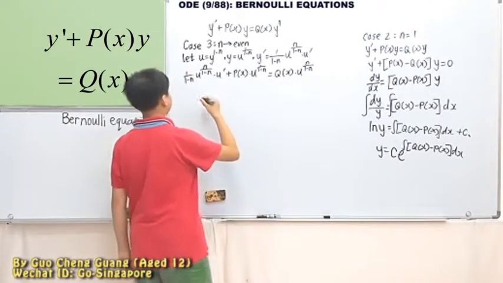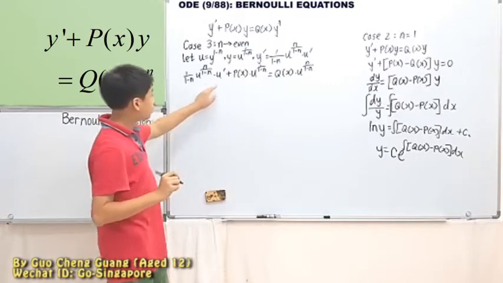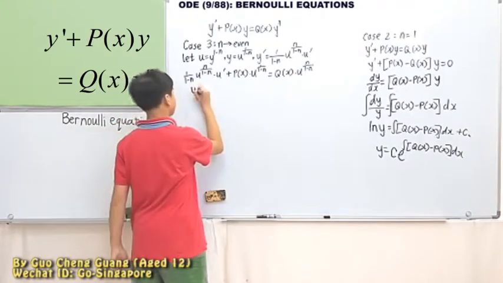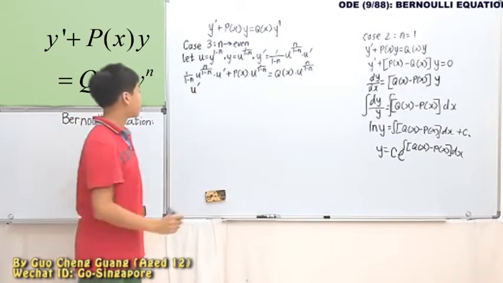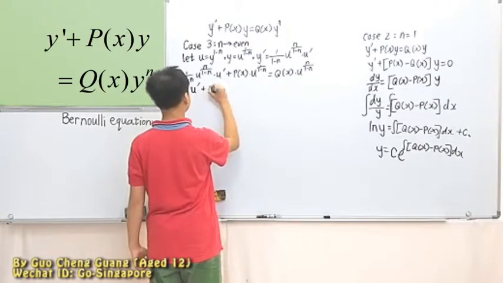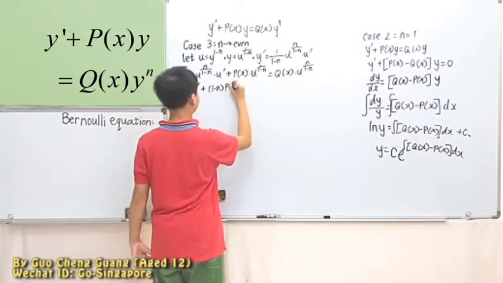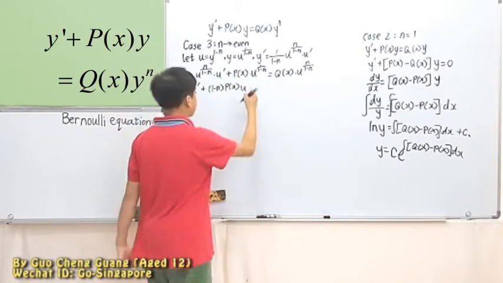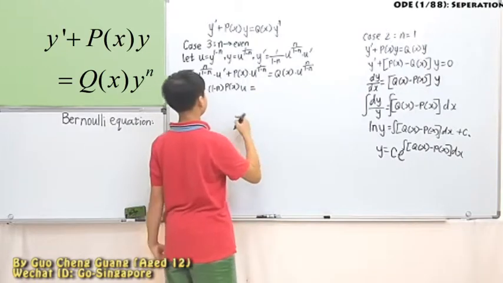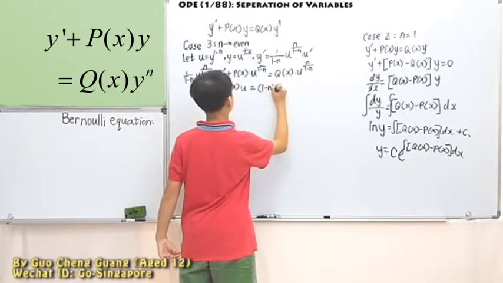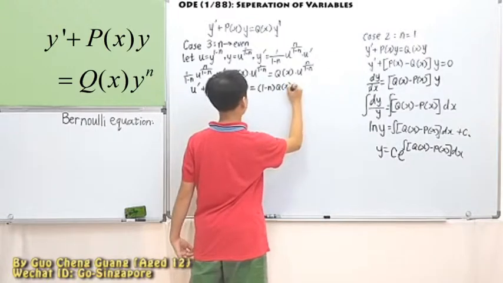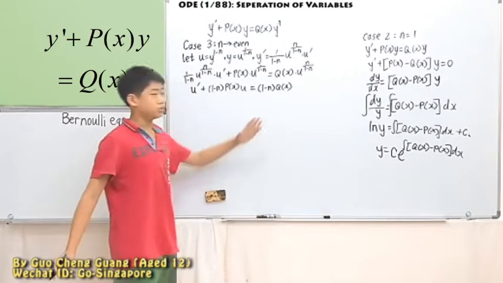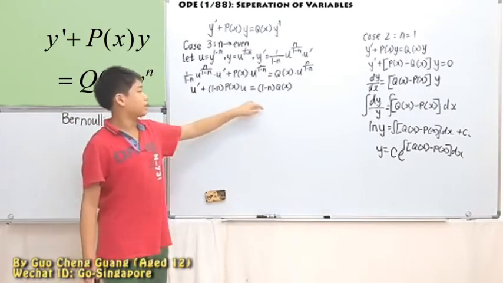Okay, so we get something like this. But after that, from this part, we want to try to use something. Now, how about let's change it, first part, to U prime. Then this part, you minus this n, so that means this power is just 1. Then this part you also don't have. Okay, so get something like this.